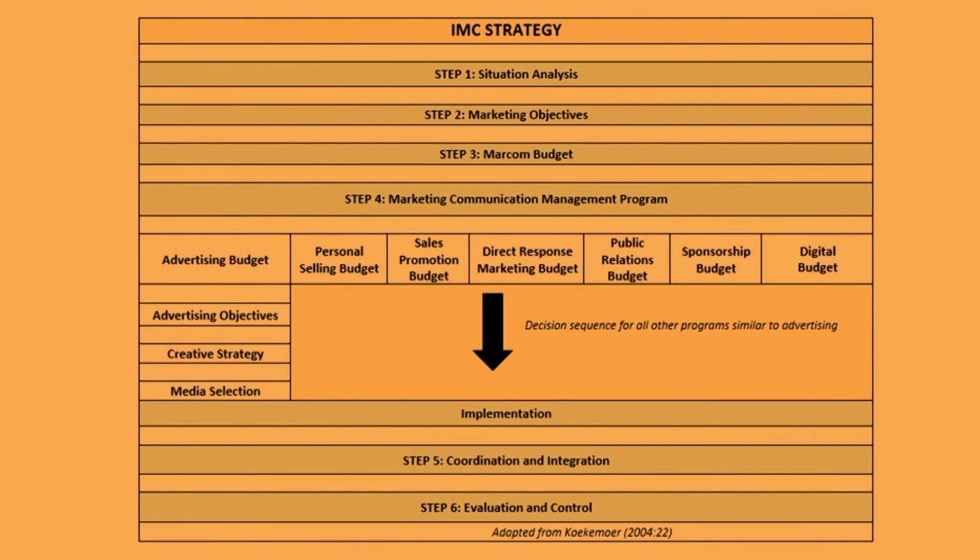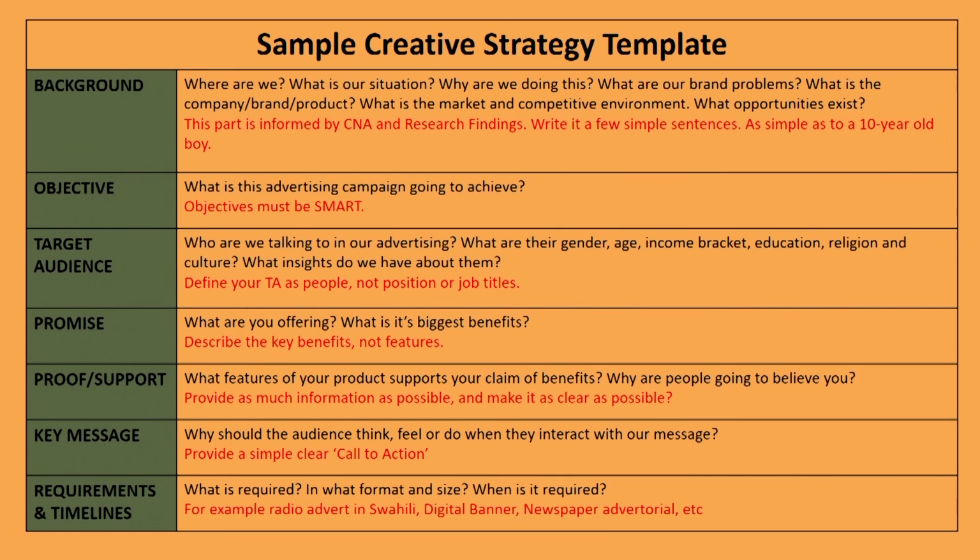So the final illustration today would be a creative strategist template that is on your screen. And if you are to give a background about the product, then this is what I was saying earlier. You are trying to understand: where are we? What is our situation? Why are we doing this? You're trying to foreground the entire strategy.